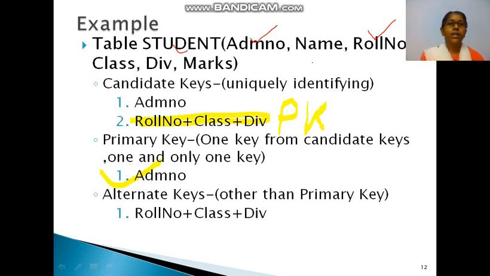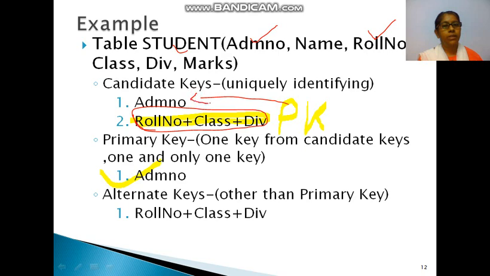take that as unique, but a combination of roll number plus class plus division can be treated as a primary key. Okay, so if we are considering this as the primary key, you can call this a composite primary key. So in this case, I am taking admission number as the primary key. Then this roll number plus class plus division, I can take as alternative key.